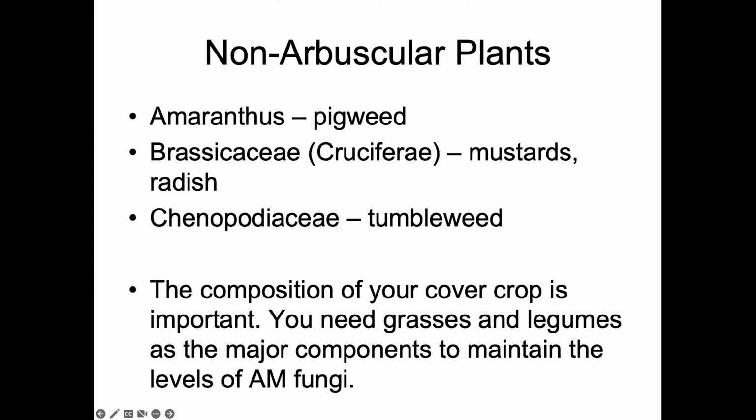All brassicas are non-mycorrhizal, including mustards and radish. That's why on your cover crops, you have to pay attention to what you're planting and what the composition looks like. And then Chenopodium, tumbleweed, is not mycorrhizal either. That's why it does so well, but it only occurs in areas that are highly disturbed. So that's why I'm pointing out that the composition of your cover crop is important, because you want mycorrhizal plants to maintain that inoculum.